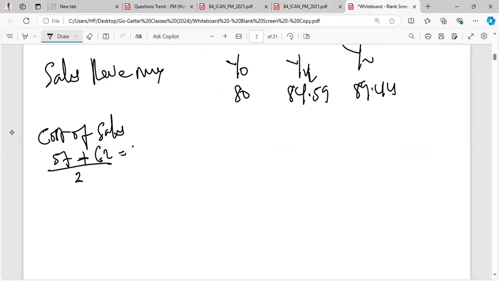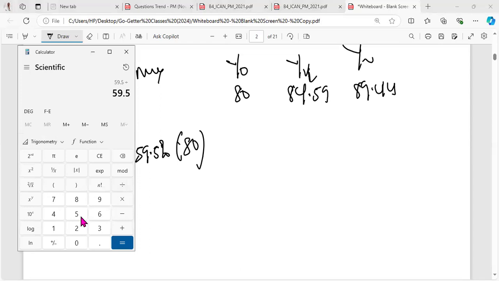So we can use 59.5. If cost of sales is 59.5, normally here we will now use 59.5 of 80. Let's divide it by 100. Now let's multiply by 80. We're having 47.6.